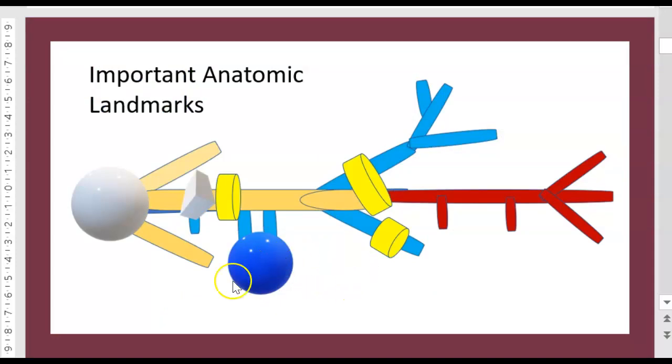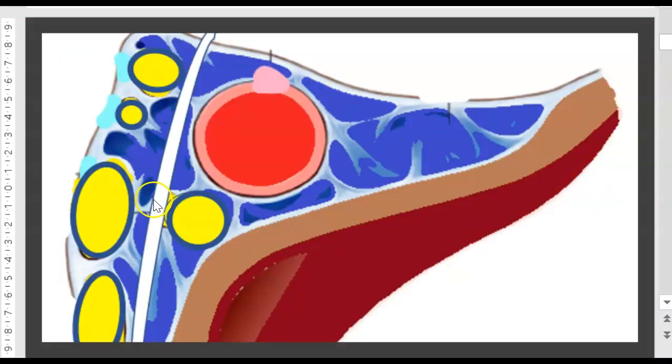Here are some landmarks to remember. The trigeminal ganglion, three branches, ophthalmic, maxillary, and mandibular, and the maxillary with the cavernous sinus, and then it goes to the foramen rotundum, then to the pterygopalatine fossa. Inside the sinus, it moves laterally. Here is the maxillary branch, and this is the ophthalmic branch.